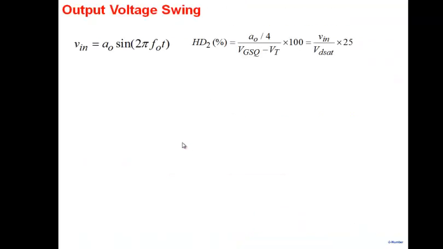Okay. All right. So let's do that. Let's calculate output voltage swing now, determined from harmonic distortion here. So V in, as I said, is A0 sine 2 pi F0 t.